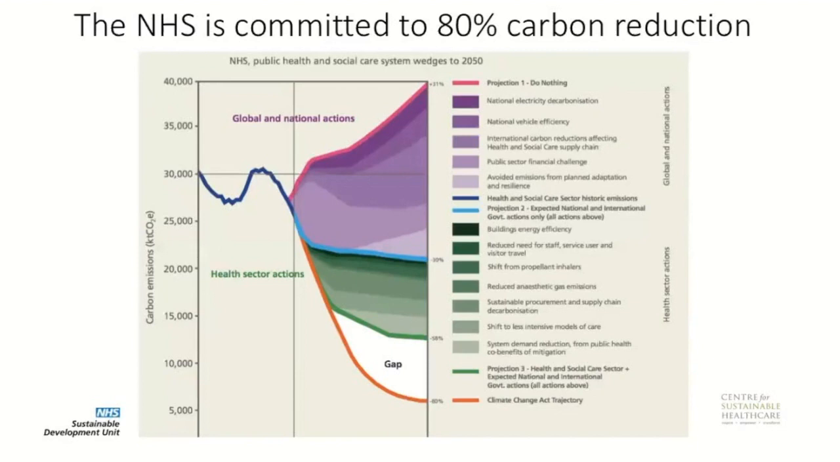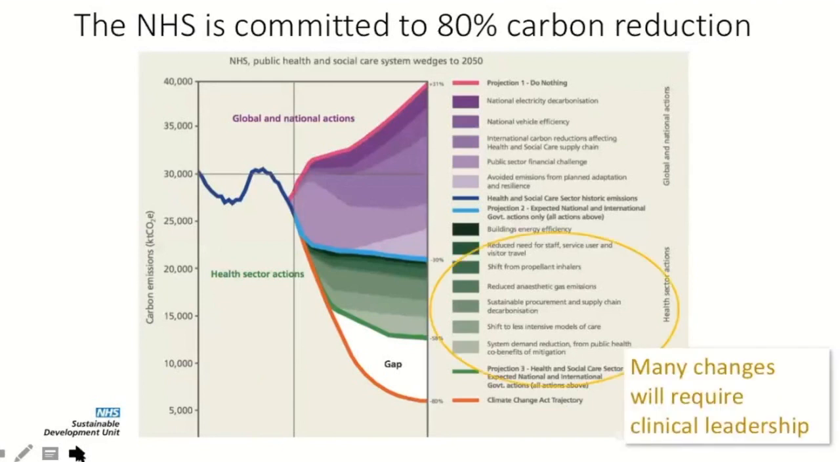But then below that light blue line, there's a series of green wedges, and indeed there's a white gap where no actions have yet been identified or mapped out. And those are actions that rely on the health sector itself to take action. So one of the things worth looking at here is that in many cases, we're going to be relying on clinical leadership to undertake these actions, because it's not something that somebody sitting in the estates and facilities department of a facility can mandate.